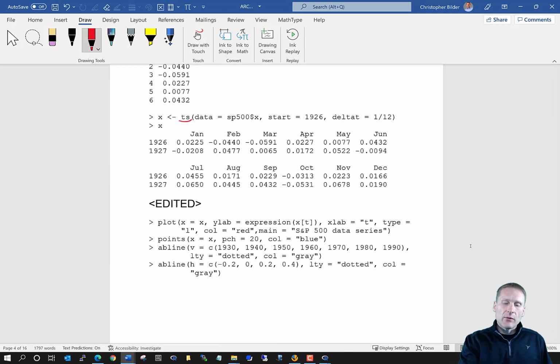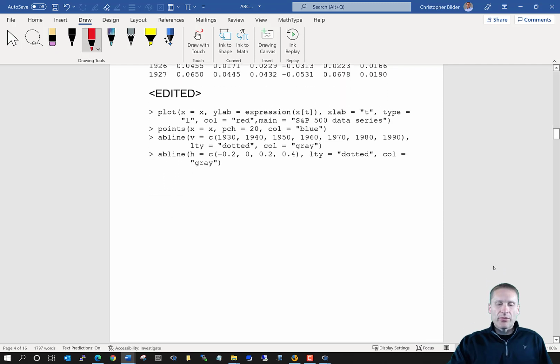And so we can put this into a TS class object by using the ts function as we've done before. Here's where my data is. I've read in the data using read.table, put into an object called SP500, and the X component of this data frame is where my data is stored. I'm going to start in 1926, and the delta t argument tells R what kind of data I have. Here I have monthly data, so that's why I have a 1/12 there. And so this is what the actual data looks like. Here again is January 1926. Okay, so let's do a plot of the data.